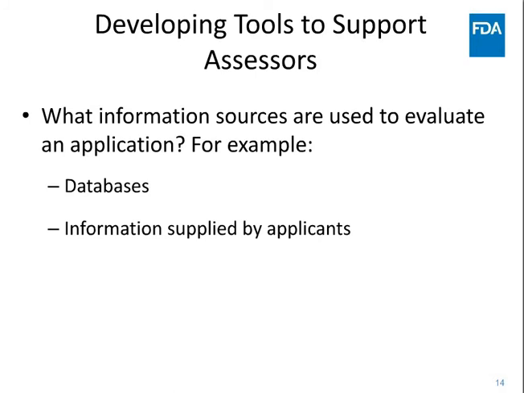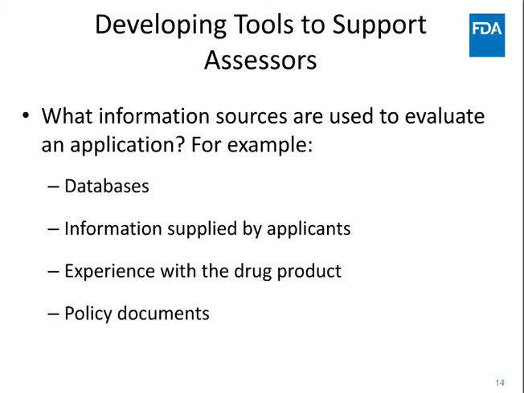As we're developing tools to help our assessors and the teams, we're looking at a number of different things. We're looking at what sources of information or databases are being used by our assessors, one example being the Orange Book, another the inactive ingredient database. We're looking at what types of information and how it's being submitted by applicants: different Word documents, data that's being supplied, trial data, PDF files, all those types of sources of information.